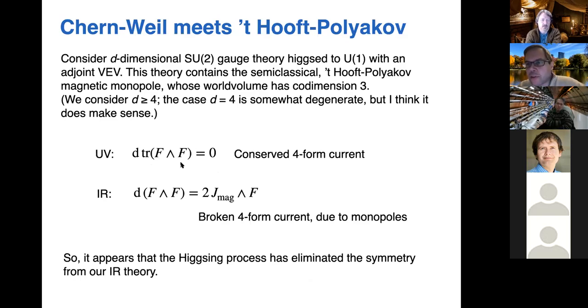But in the infrared, we have a U(1) gauge theory. And if I naively match this operator trace F wedge F, it's going to match onto F wedge F in the IR. But dF in the IR is not zero, because dF is only zero when there are no magnetic monopoles, and we know there's a magnetic monopole in this theory. So d of F wedge F is the monopole current wedge F, and that operator is not zero. So we started with the symmetry in the UV, and we don't have a symmetry in the IR.